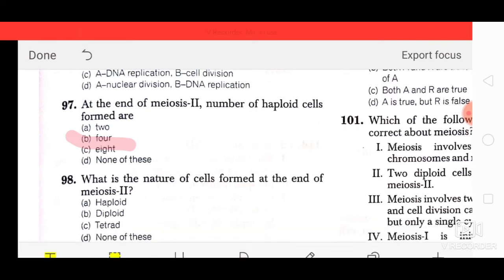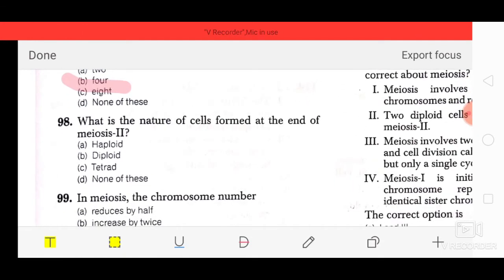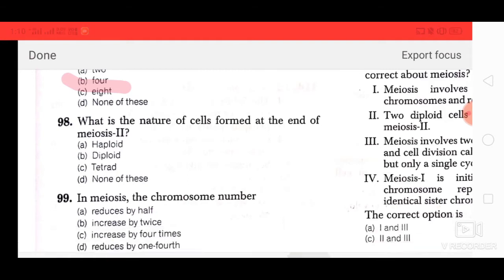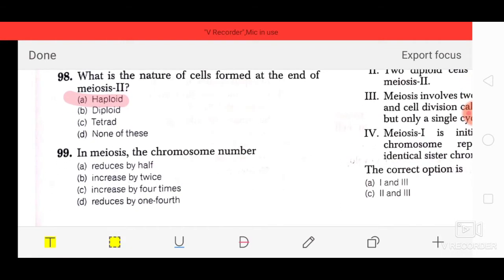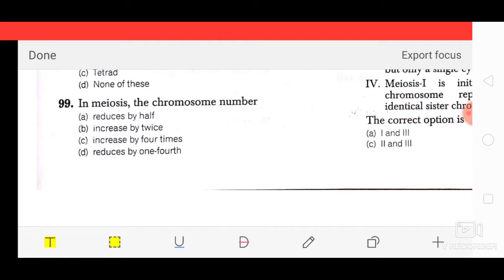Next question is what is the nature of cells formed at the end of meiosis 2? And the correct answer of this question is, the chromosome number reduces to half. So the correct answer is haploid, option number A. Now next question is in meiosis the chromosome number. After meiosis the chromosome gets reduced by half, producing haploid cell. The sperm and eggs are haploid cells, and when they fuse during fertilization they produce original diploid cell. So the correct answer of this question is option number A, that is reduces by half.